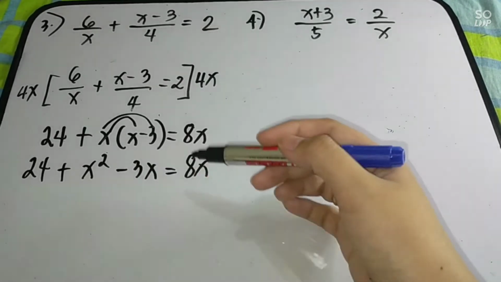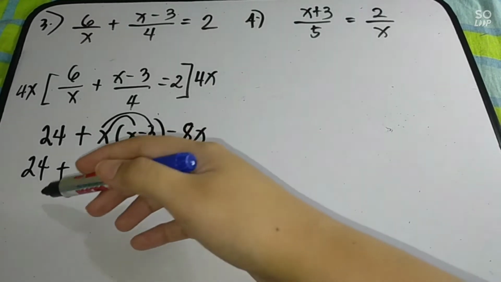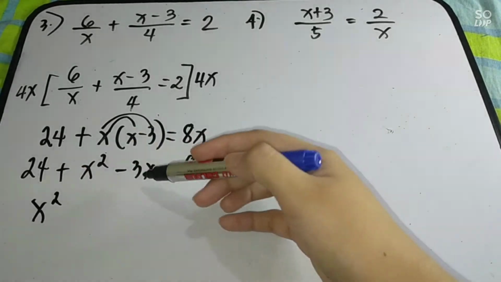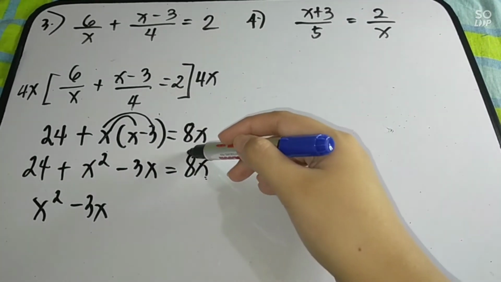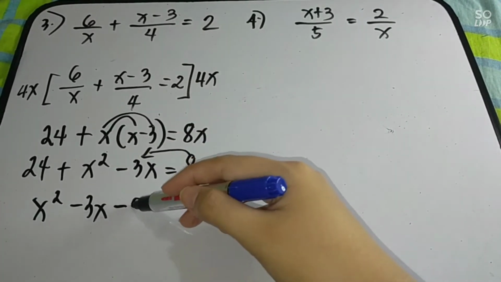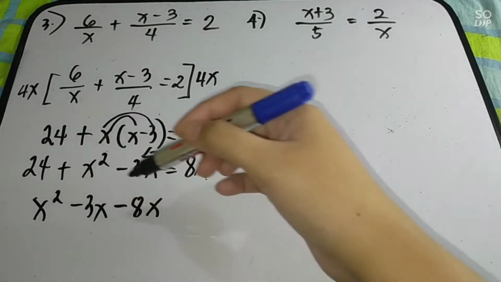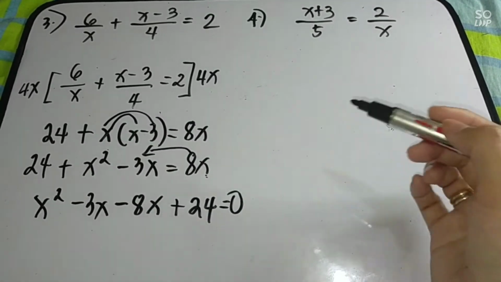Next, we are going to arrange. So, unahin natin yung merong highest exponent, which is x squared. Next tayo, si negative 3x. Then, itong x na to, ililipat natin sa kabilang side. So, si positive magiging negative. So, it becomes negative 8x. Then, ihuli na natin si constant, which is plus 24. Then, equate it into 0.